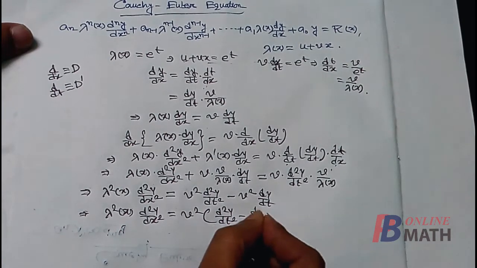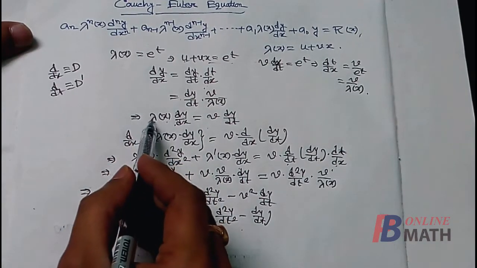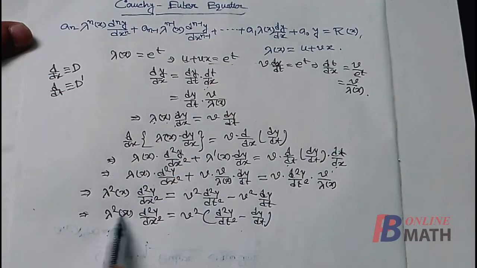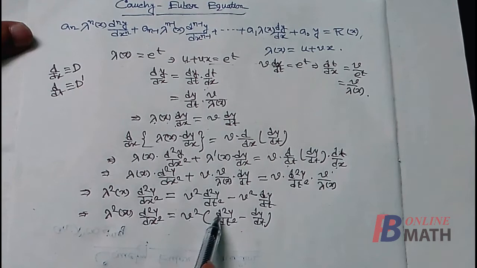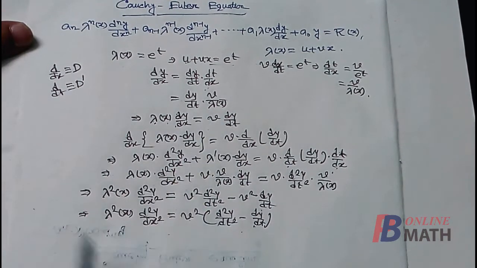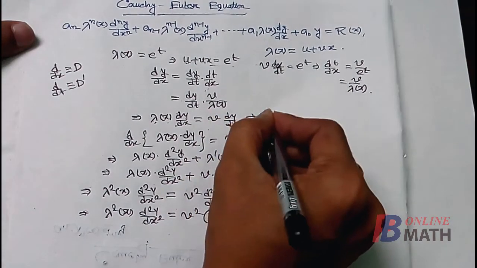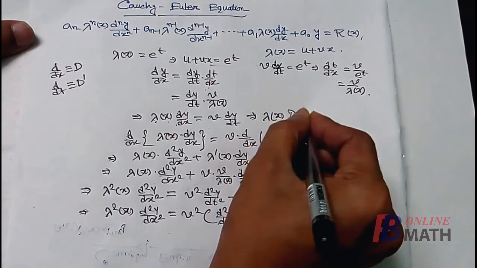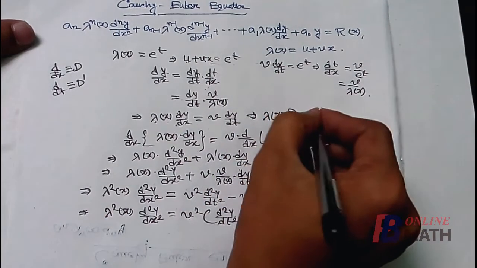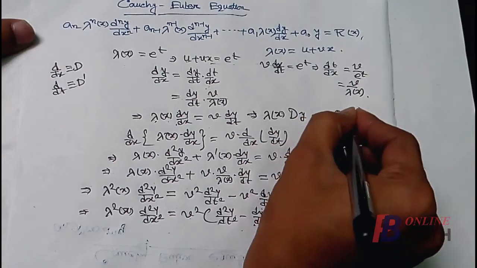dt2 minus dy dt. Now we have these two equations: lambda x into dy dx equal to v into dy dt, and lambda square x into d2y dx2 equal to v square into d2y dt2 minus dy dt. So if we write these two equations in terms of operators, then we find that this is nothing but lambda x into capital D y, where we have denoted d dx by capital D, and this is equal to v into capital D dash y.